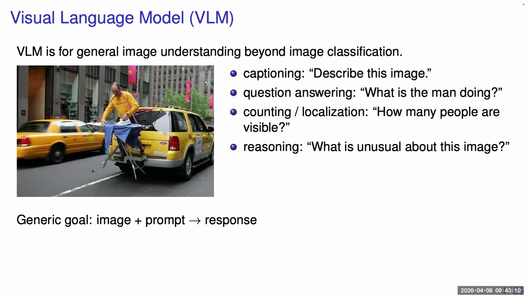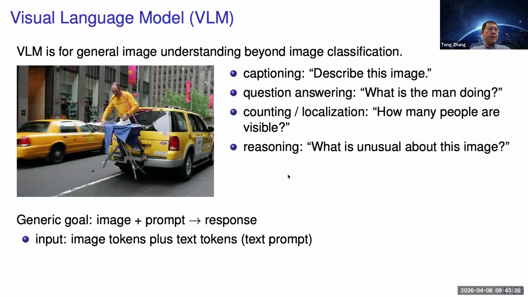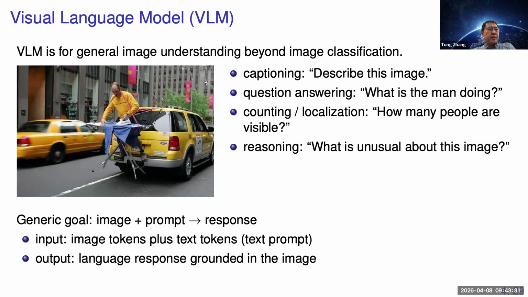So we do have a way of generating continuous tokens by using blocks of images, image patches, right? Basically, this is how it's done: input image tokens plus text tokens, and then you just ask questions, and the output is the language response, right? Grounded in the image, which means your response should reflect what is in the image. Answer questions to do with this image.